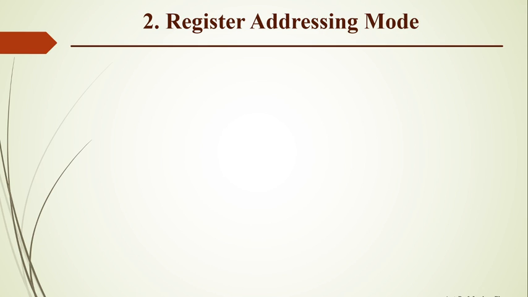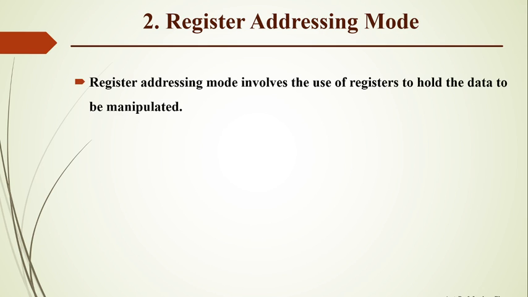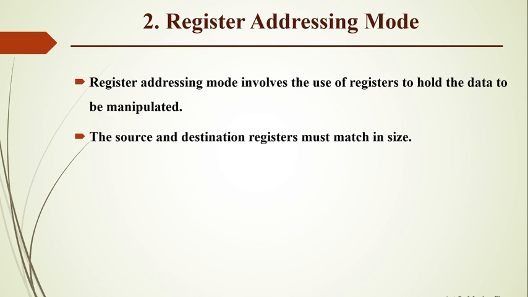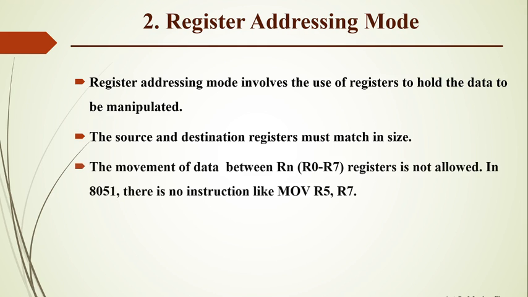Second addressing mode is register addressing mode. Register addressing mode involves the use of registers to hold the data to be manipulated, and the source and destination registers must be equal in size. The movement of data between these Rn registers, that means from R0 to R7, is not allowed. So the instruction MOV R5, R7 is an invalid instruction.